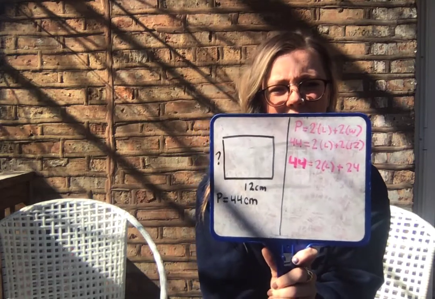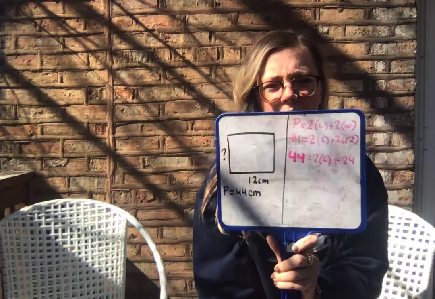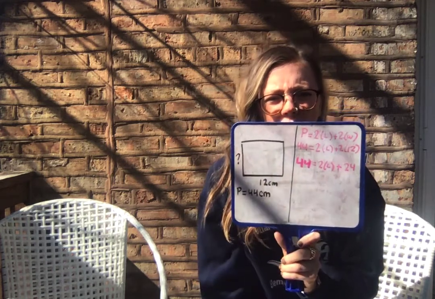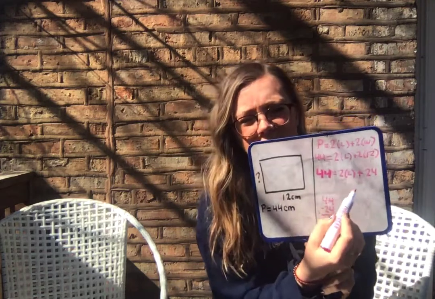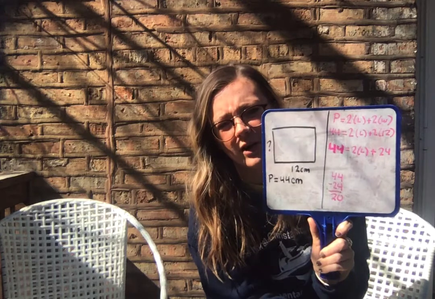So now I need to think to myself, what number would I add to 24 to get 44? Because I need a number that's going to add to 24 and give me 44. Okay, I know I can subtract. I'm going to do 44 minus 24, and that gives me 20. So I know that 2 times L has to equal 20 because 20 plus 24 equals 44.